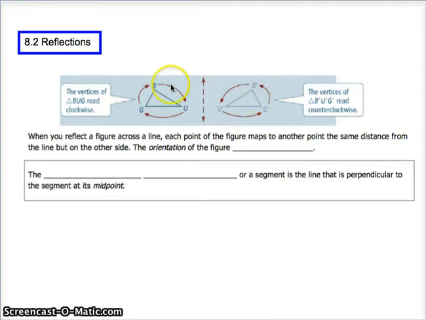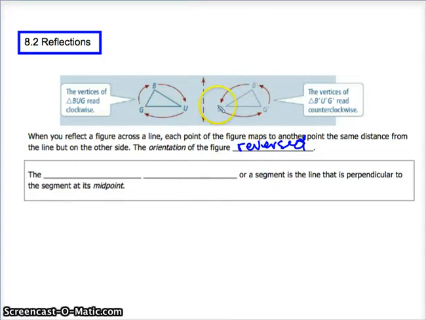Now, a couple things. When this triangle BUG was reflected over the line, the orientation of the figure was reversed. Okay, and let's talk about what that means. If I look at the vertices and I read them BUG, I move clockwise around the triangle. If I still want to read in that order, BUG, I need to move counterclockwise around the image. So the orientation is the direction in which you are reading the vertices. That direction gets flipped once the figure is reflected.